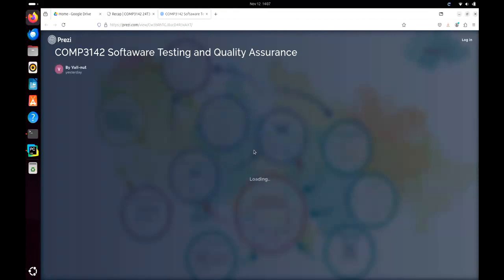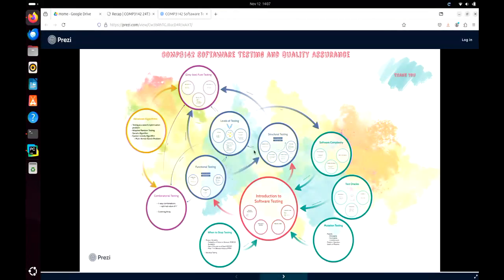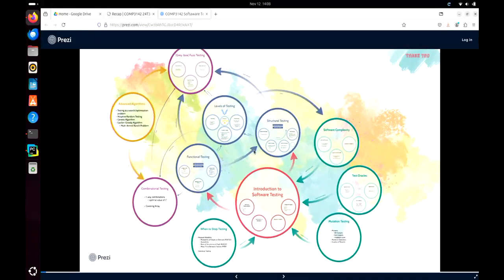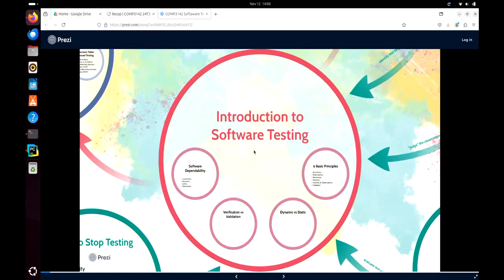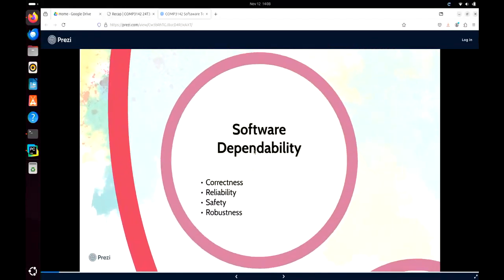So today is our last lecture, and we are going to have a recap of what we have learned. And this is like a graph of knowledge. It's not exactly a knowledge graph of what we have learned, and different colors have different meanings here. And we will go through all the contents we have learned for this term. First, we started with an introduction to software testing, and we covered these topics.